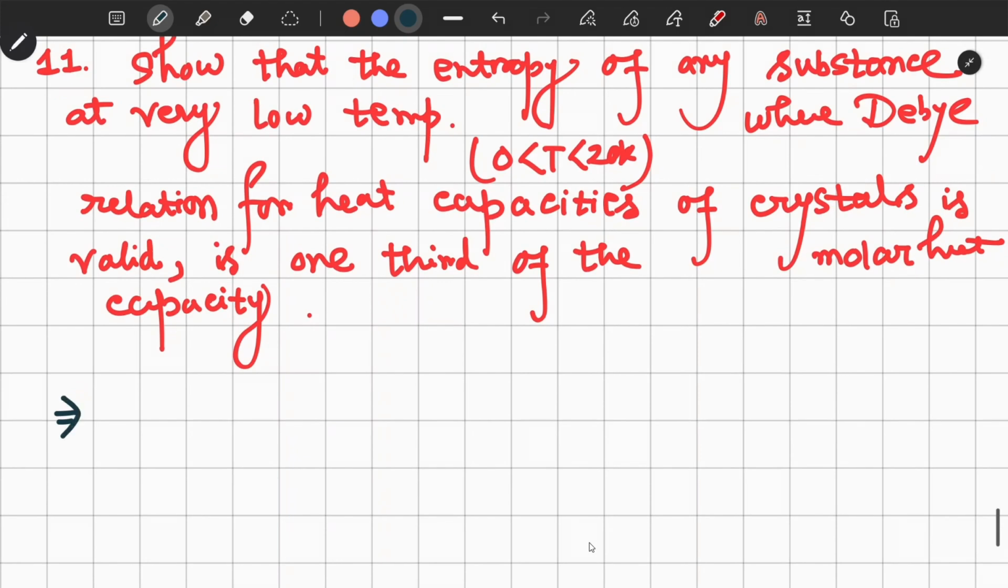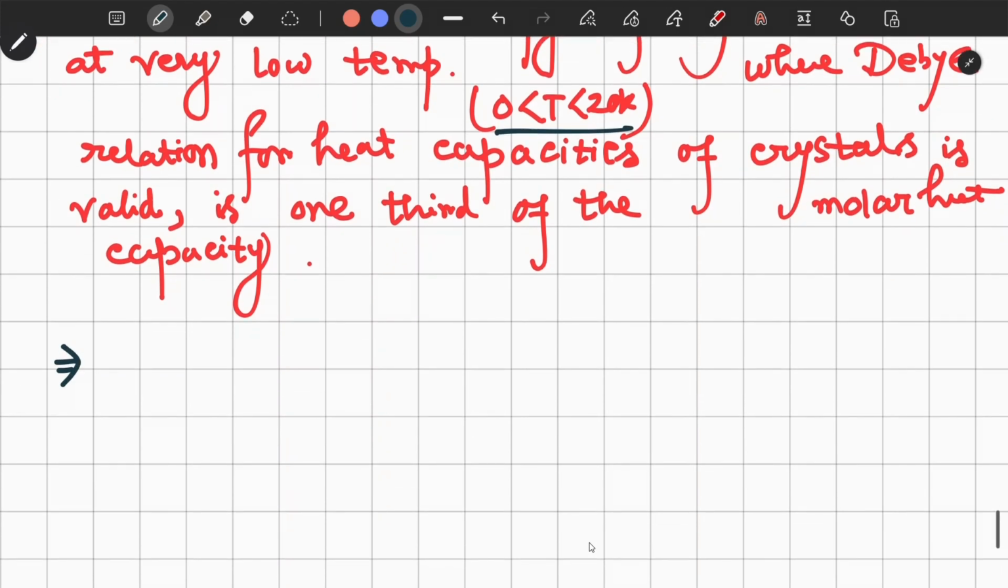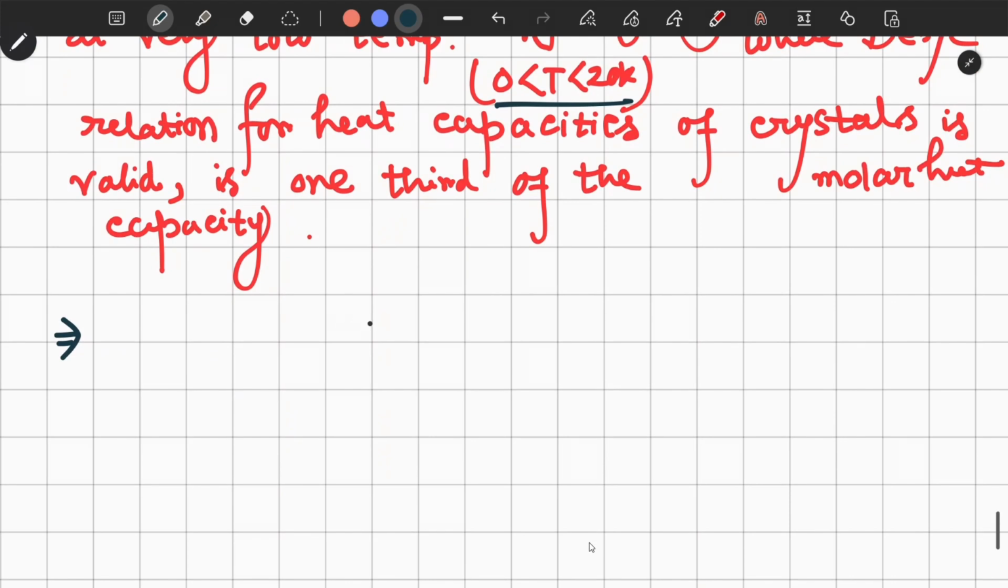So the entropy of any substance at very low temperature, this temperature where the Debye heat capacity is allowed. So what is the Debye heat capacity? That is proportional to T to the power cube, if you remember, right? So Cp equals A T cubed, where A is a constant, any constant.